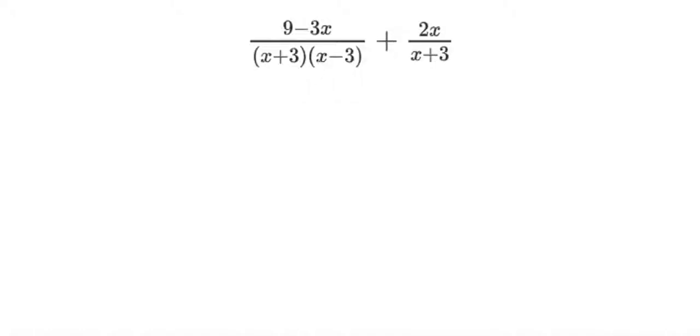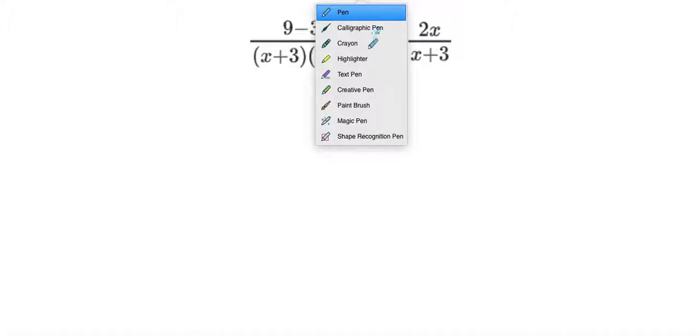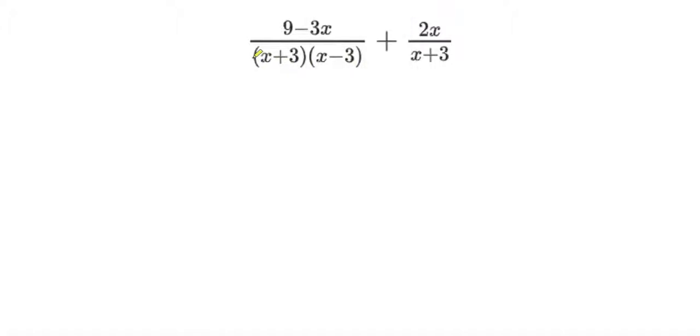All right, next example. So again, I am adding two rational expressions. When I'm adding any fractions, the first thing I always need to do is make sure I have a common denominator. Right now, my denominators are x plus 3 times x minus 3 and x plus 3. So x plus 3 is in common with both of them. Thinking back to our last example, what is my common denominator going to be? I already have an x plus 3.